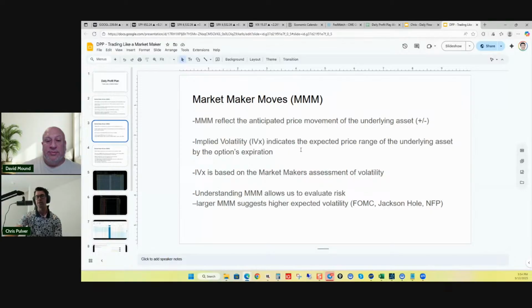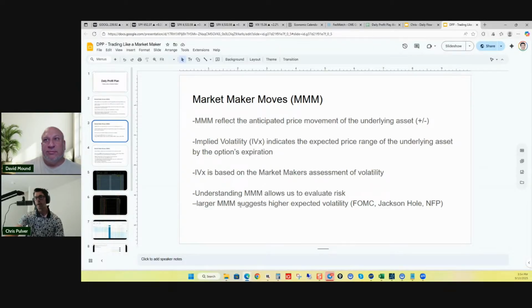And usually if they do get surprised, they're going to hedge, they're going to roll that risk over to the next day or two, and they're going to go back and do their job and play those defense levels day in and day out. So understanding market maker moves every single day allows us to evaluate risk. What do we expect price to do today? Is it going to go up 50 to 100 points, or is it going to be within like a 20 to 30 point range?